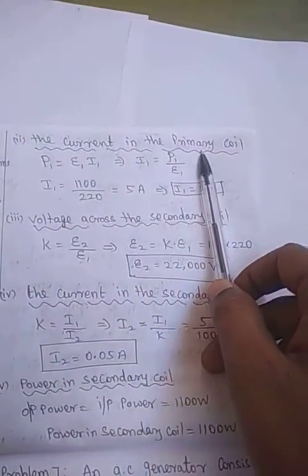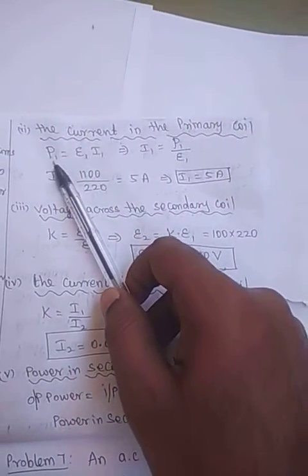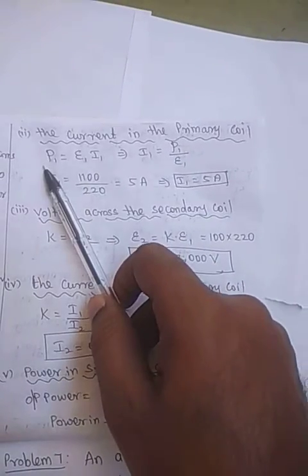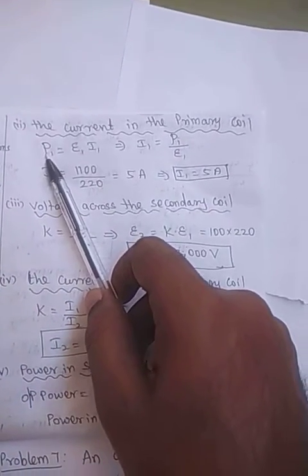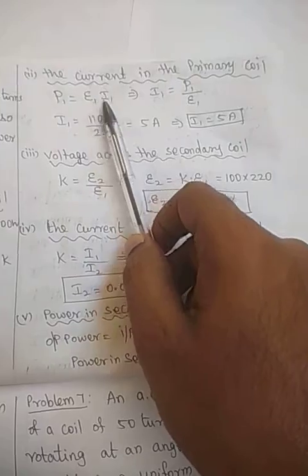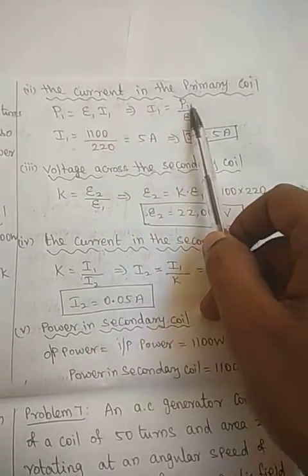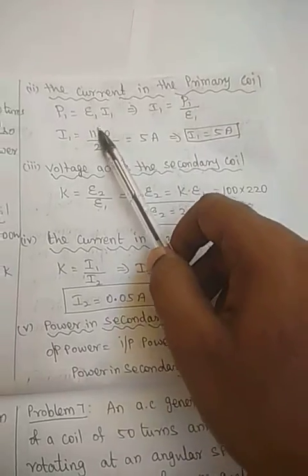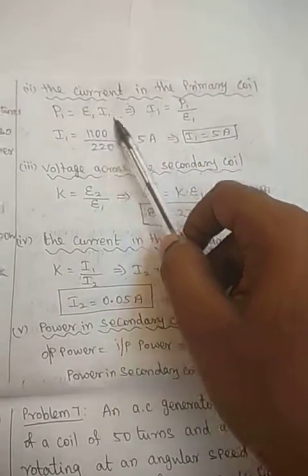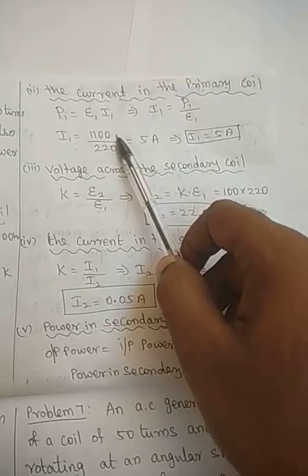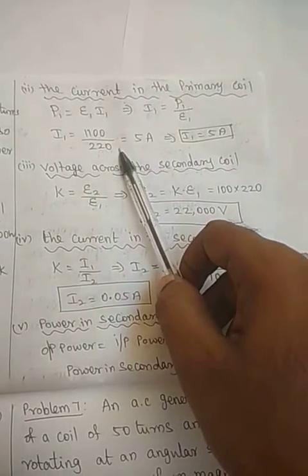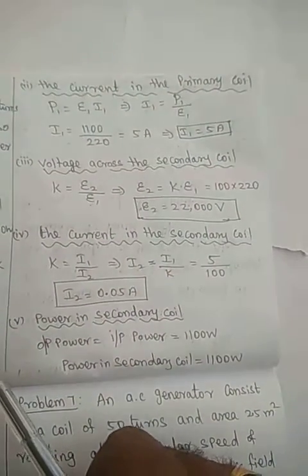Then what is the current in the primary coil? Again, power P is equal to VI. So power in the primary coil is equal to voltage into current, that is E1 into I1, then I1 is equal to P1 by E1. Already it is given in the question, power in the primary coil is 1100 watt and voltage is 220, we get 5 ampere.